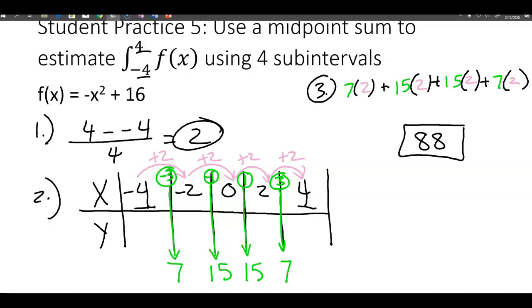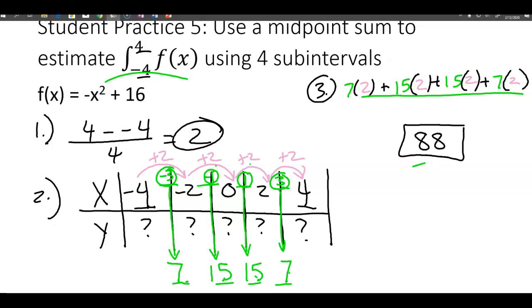You will notice, by the way, that I didn't even bother finding the y values for the x values in my table because they don't matter. The y values that do matter are the y values that go with the middle x's. The middle x's are the green ones you see here, which are -3, -1, 1, and 3. Plugging those in, you get your y values that represent the heights of these midpoint rectangles. So then taking each of these heights and multiplying them by each of these pink bases up here, we get our formula that represents the approximation of the area under the curve, which is 88.